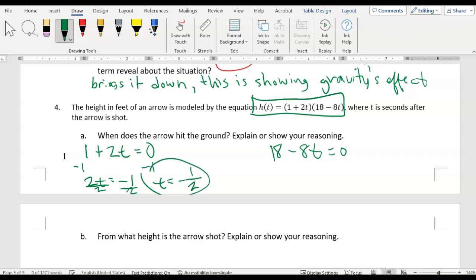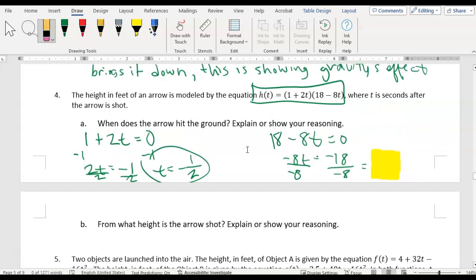So likely this is not going to be relevant in this situation. Subtract 18 from both sides, we get negative 8t equals negative 18. Divide by negative 8, we'll get a positive answer here. Go ahead and calculate that decimal to give you that exact time that then the arrow will hit the ground.